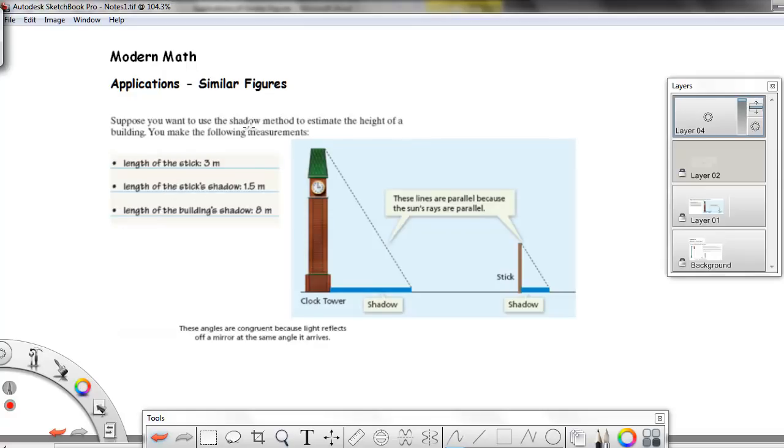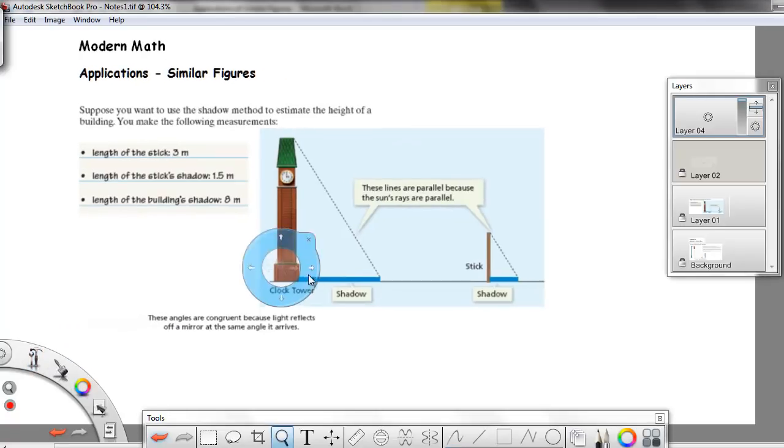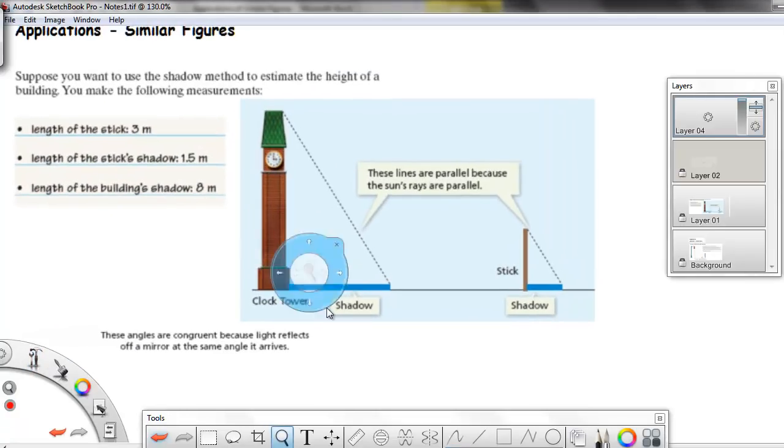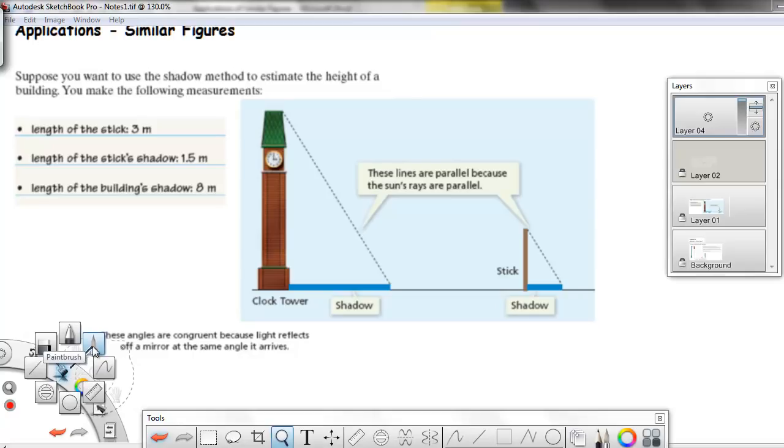So suppose you want to use the shadow method and estimate the height of a building. You make the following measurements. You have a stick here that's 3 meters high. Let's go ahead and zoom in and we'll label that. And all this really is just using similar triangles. So we know that that stick is 3 meters high. The length of the stick shadow, so the shadow right here, is 1.5.